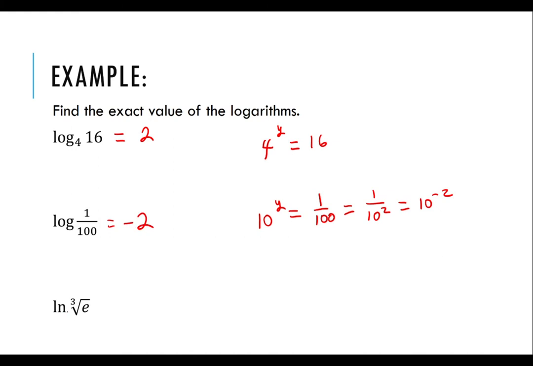Here we have the natural log of the cube root of e. Well, what is this? ln is the same thing as base e. e raised to the y power is going to be equal to the cube root of e. Well, how can we write cube root as a power? That's the same thing as e raised to the 1/3 power, which now tells me that y here is a third. e raised to what power gives us the cube root of e.